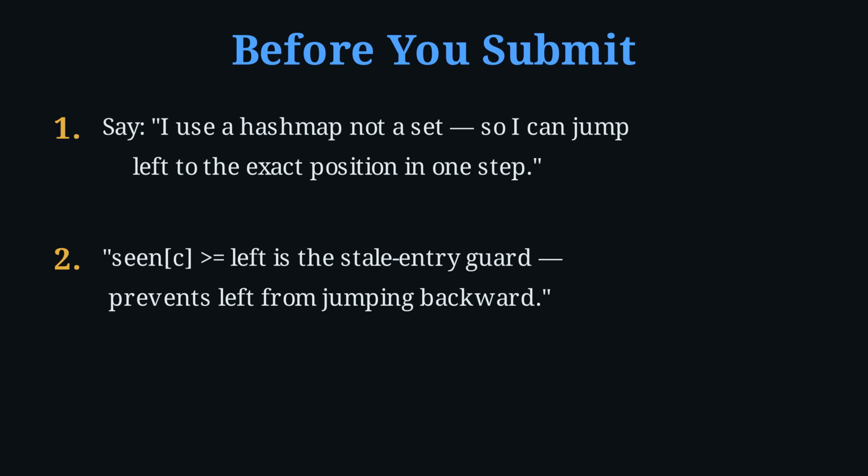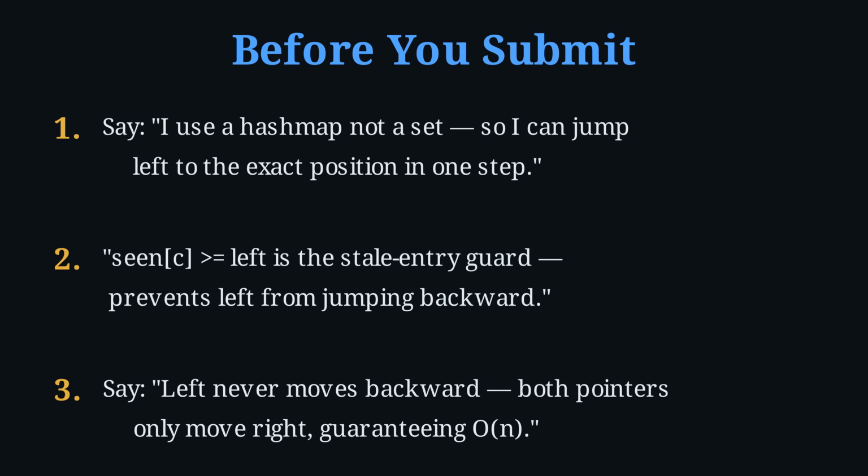Second, call out the invariant. Say, "seen[c] >= left is the stale entry guard. It is what makes it safe to never clear the map, because old entries just get silently ignored." Third, state the direction guarantee. Say, "Both pointers only move right, no backtracking, which is why the algorithm is O(n)." These 3 sentences prove you understand the design, not just the code.